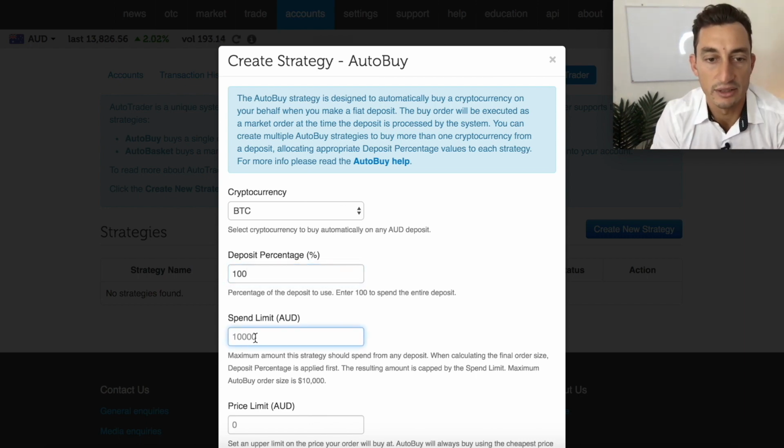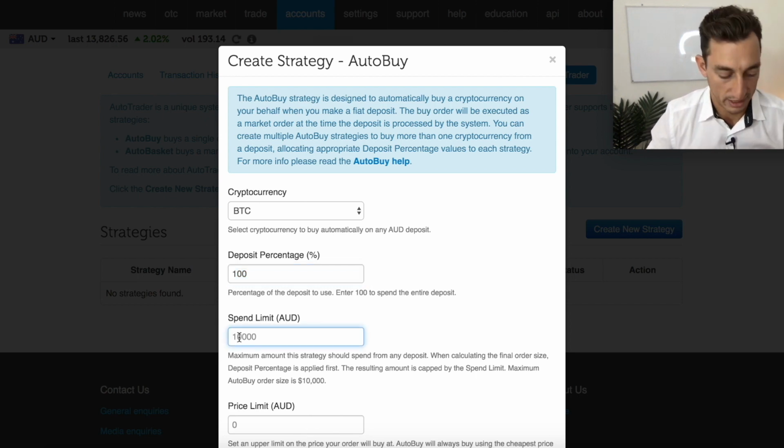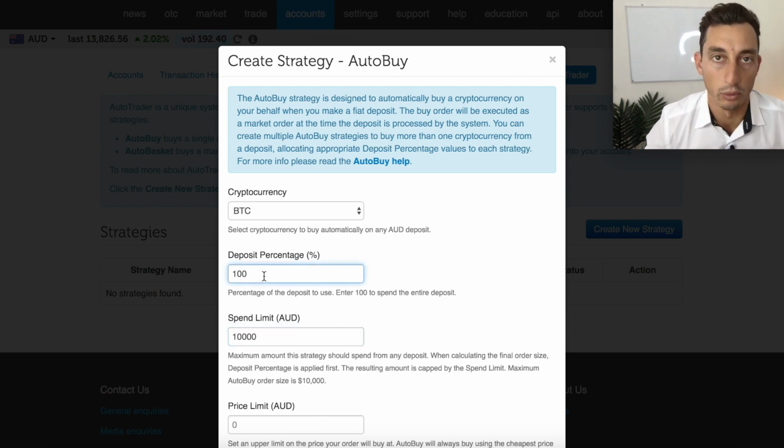So the spend limit, you can see there's a description here. It's the maximum amount this strategy should spend from any one deposit. When calculating the final order size, deposit percentage is applied first, so it'll use this number first. The resulting amount is capped by the spend limit, obviously this number, and maximum auto buy order size is 10 grand. So we can basically put in up to $10,000 here, and that'll do one auto buy straight up.